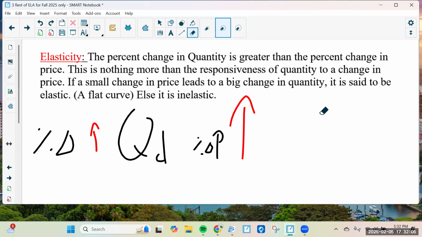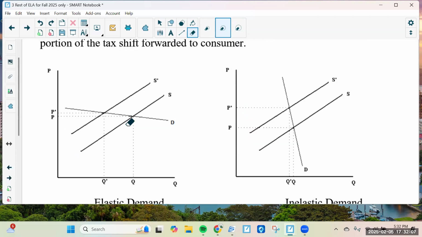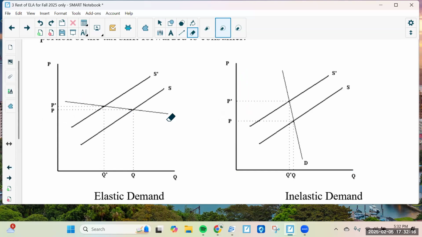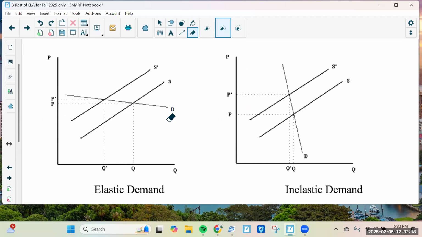And the answer is that if we put a tax on an elastic good, like the graph on the left, the seller pays the majority of the tax because the buyer is just going to say, I'm not paying it. I'll just walk away. I'm not going to buy this thing. So the more elastic the product, the more the seller pays the tax.